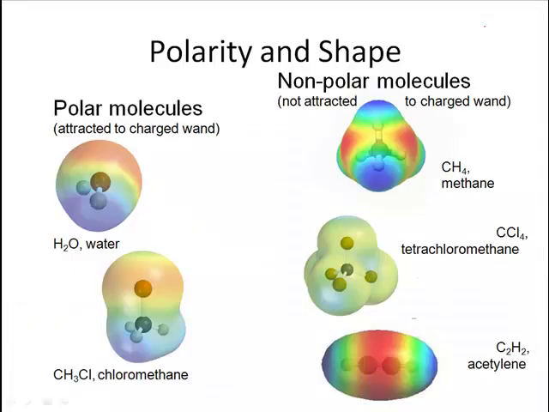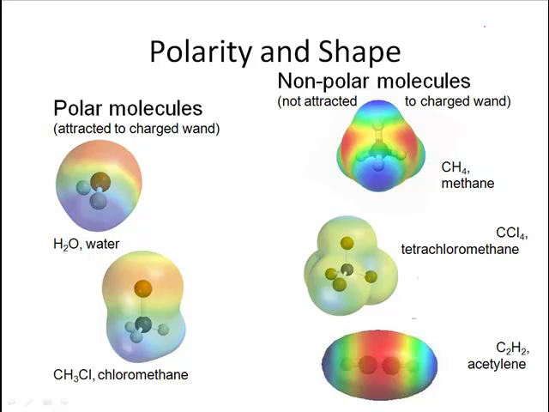Now, if we look at polarity and shape, polar molecules are always attracted to a charged one. Water was attracted to a charged one because it has one end that is slightly negative, one end that is slightly positive. Chloromethane, would that be attracted to a charged one? Yep. Which end would be going towards the charged one? It depends on what the charged one is charged with. Could be either side. It will stick to itself because of that property. It's really cool. So, chloromethane.